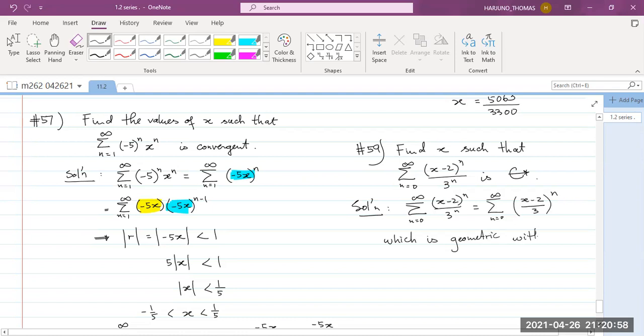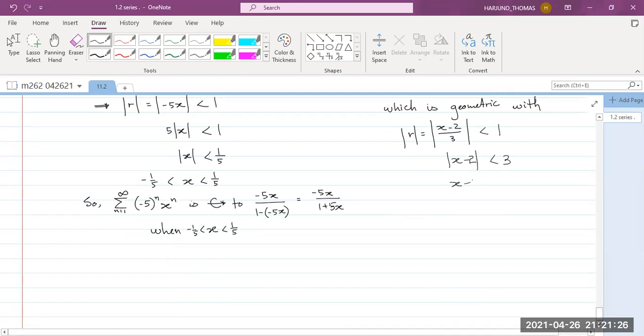with r equals to x minus 2 over 3. Okay, so the absolute of that common ratio will be less than 1 if absolute of x minus 2 is less than 3. Is it right? You multiply both sides by 3. So x minus 2 is between -3 and 3. So x is between -1 to 5.